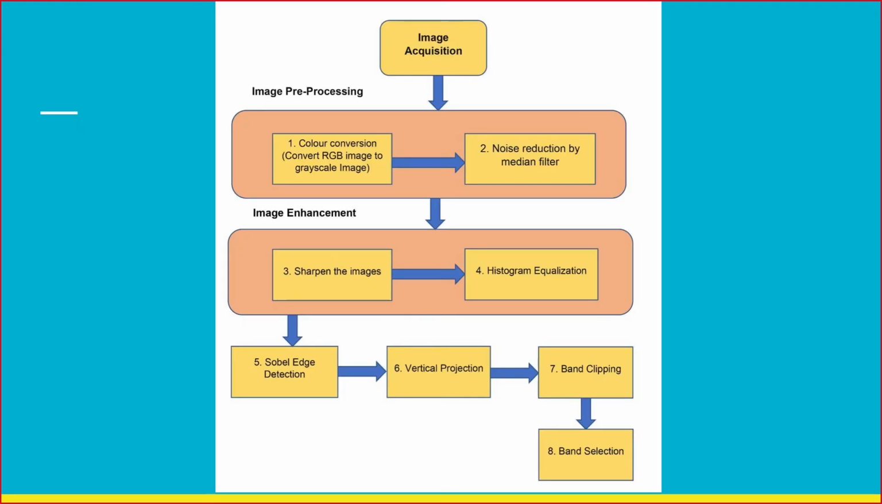Okay, so this is our proposed solution. First we undergo the color conversion, which converts the RGB image to a grayscale image, and next is noise reduction by using a median filter. Next we go into the process of image enhancement, which includes two processes: sharpening the images and histogram equalization. And the fifth process is Sobel edge detection, and next vertical projection, and plate clipping and blend selection will be used in the end of this project.